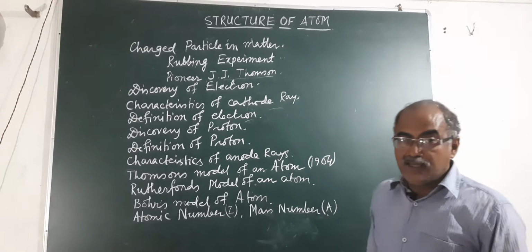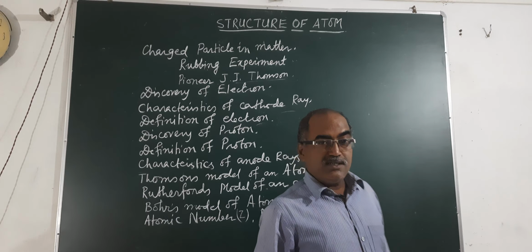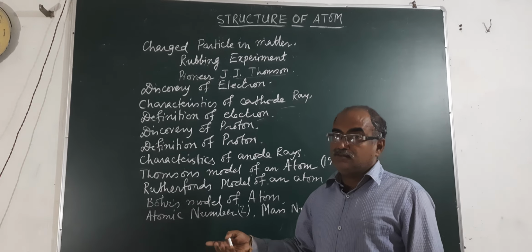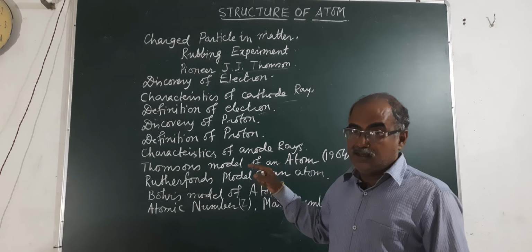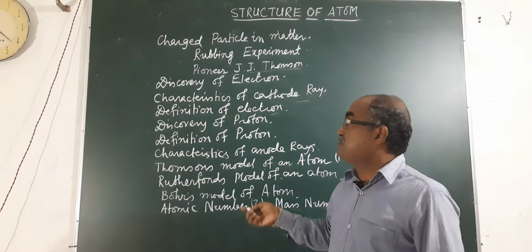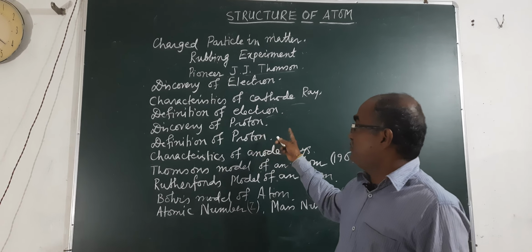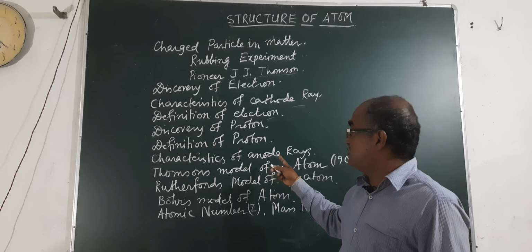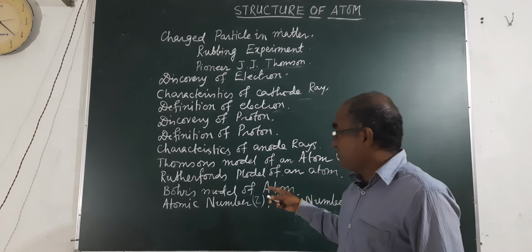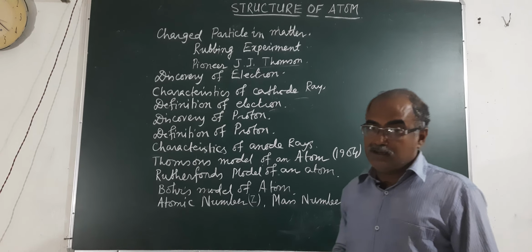I am not making a larger video because in the earlier video I have given you 26-28 minutes, and you have the board. In my next video I will explain everything and the remaining part on the board. And today what we have discussed: discovery of electrons, the rubbing experiment, characteristics of cathode rays, definition of electron, definition of proton, characteristics of anode rays, then Thomson's model, Rutherford's model, Bohr's model, and atomic number and atomic mass.